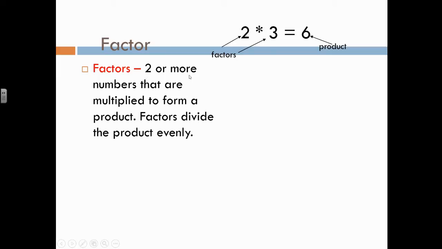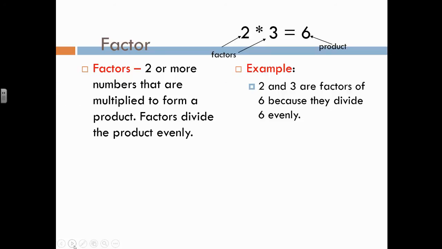It is two or more numbers that are multiplied to form a product. And those factors will then divide that product evenly. So if you had the math problem, 2 times 3 equals 6, 2 and 3 are being multiplied. They are considered the factors. 6 is then the product. And by default, 2 and 3 are factors of 6 because they divide 6 evenly.